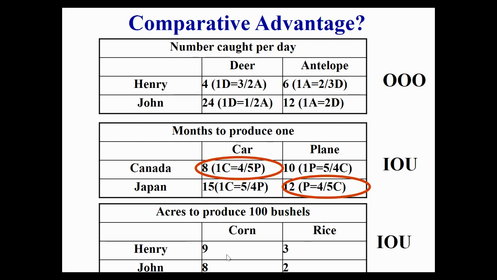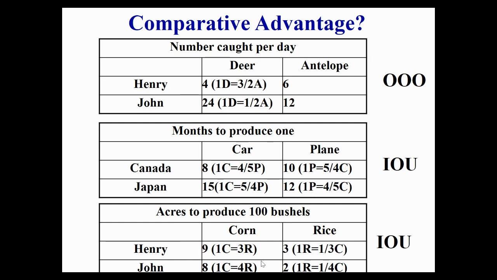If we look down here now at bushels, acres to produce 100 bushels. So Henry, 9 acres for corn, 8 acres for John for corn, and then 3 and 2. If we're going to calculate this, it's input, so other under. So if we want to make 1 corn, 9 divided by 3 is 3, and then we get 1/3 over here. So we'd end up with this.